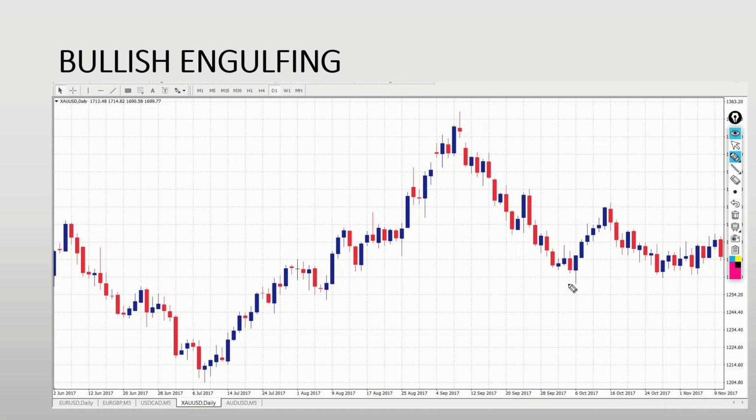So we have a bullish engulfing again right here. It's a two candlestick pattern. Then we have another bullish engulfing right here. We have another bullish engulfing right here. Then you have a bullish engulfing right here. And then you have a bullish engulfing right here.